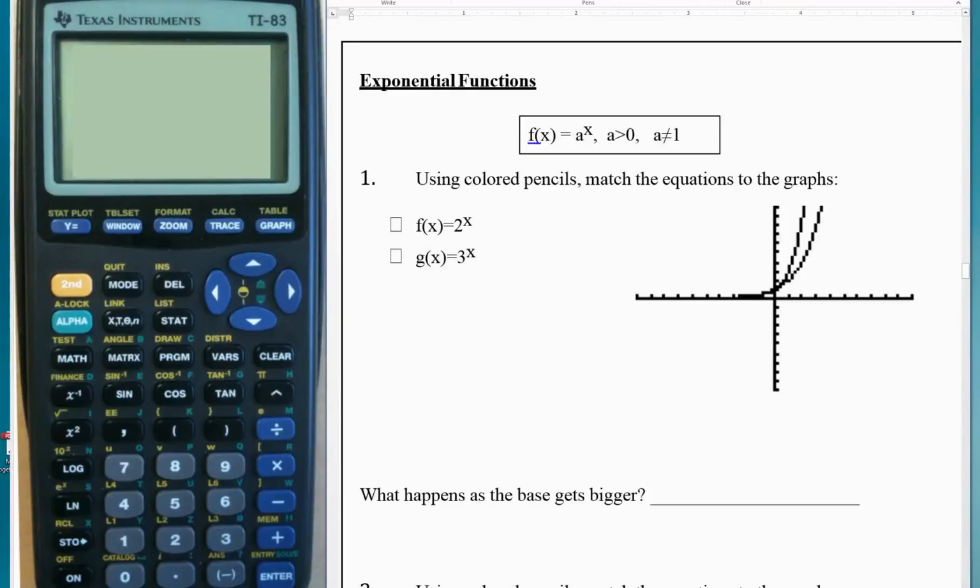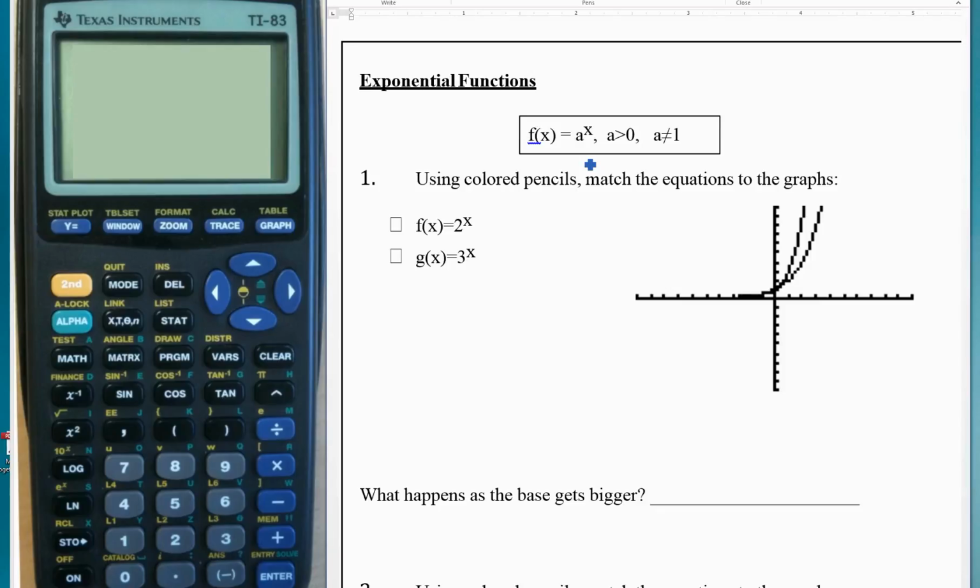Okay, we're going to introduce exponential functions. The reason these functions are called exponential functions is because the variable is in the exponent. Exponential functions are of the form f of x equals a to the x, where a is a constant, a number greater than 0, and it's not equal to 1. If it was just 1, it would just be a constant function. So here we're talking about numbers greater than 0, not equal to 1.